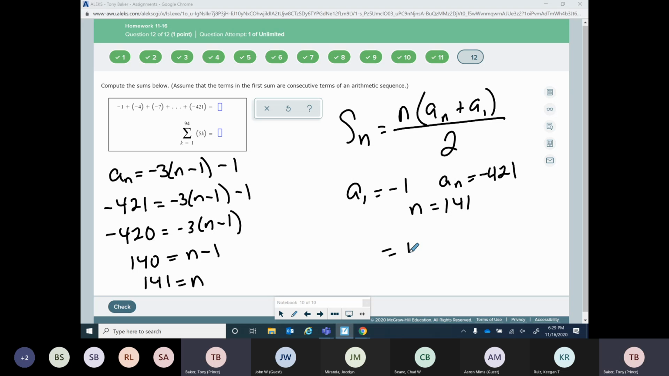So I have 141 times -421 minus 1 over 2. And I just type that all right into the calculator. And we get -29,751. So if I was to add all those numbers up from -1 to -421, I get -29,751.